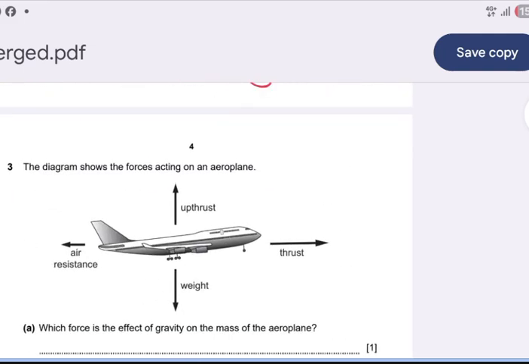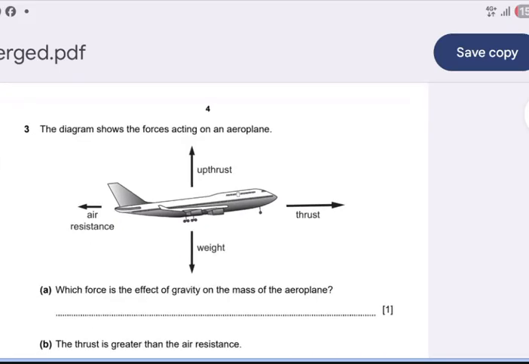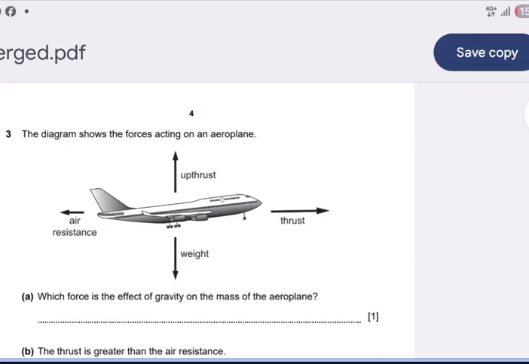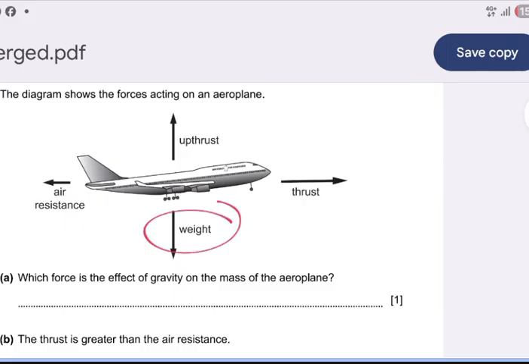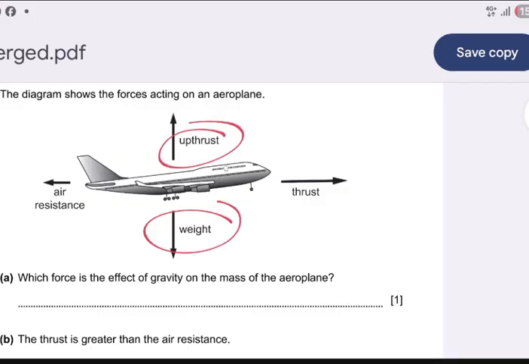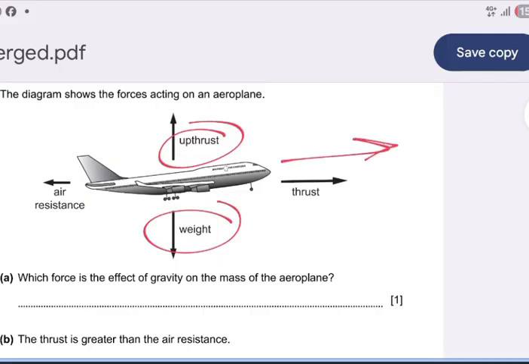It's talking about physics, but this is not about chemical change. It's talking about forces. The diagram shows the forces acting on an airplane. So, of course, we are going to study the diagram first. You are going to read everything. You know that this airplane has weight, which is acting downward, right? And of course, any force has an opposite force. So weight is downward, the opposite force upward will be upthrust, right? Upthrust. Yes. And also the air resistance, because the airplane is moving forward, the air resistance will be backward, right?